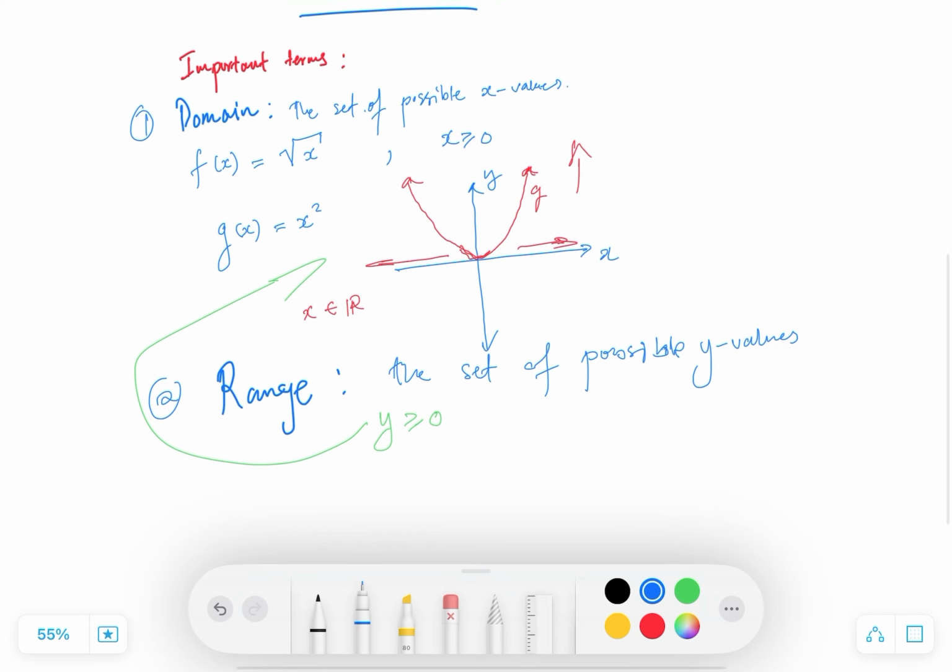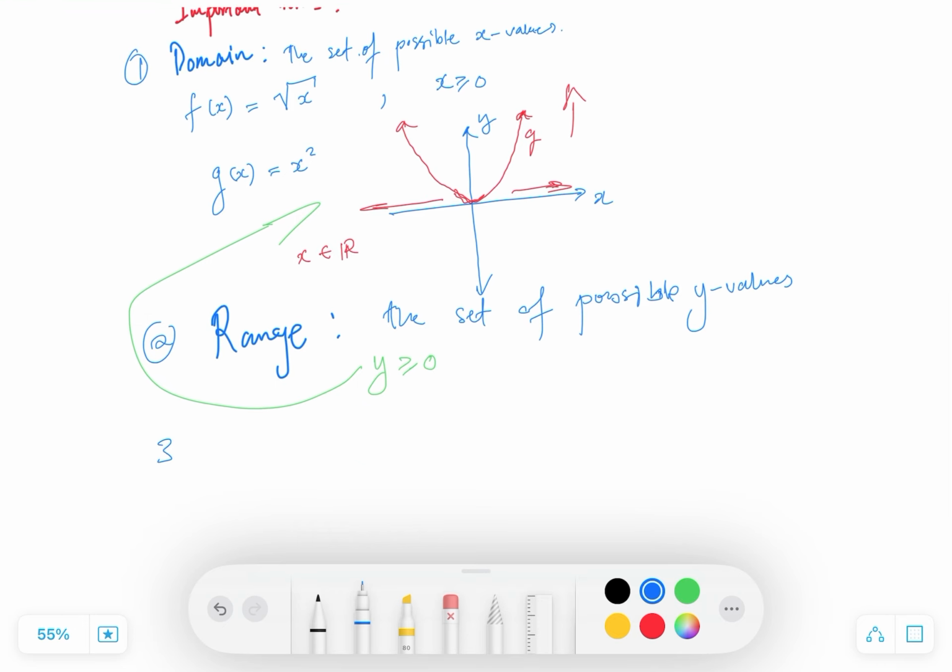The next important thing to know is the axis of symmetry.